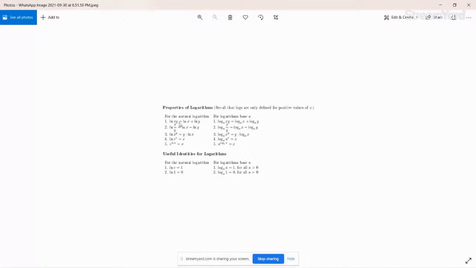For natural logarithm, we all know the basic properties. When it is ln xy, multiplication in between, then we just add: ln x plus ln y. ln x by y is ln x minus ln y. Then ln x to the power y is y comes in front, y ln x. ln e to the power x is x, and e to the power ln x is x. And some useful identities: ln e will always be equal to 1, and ln 1 will be equal to 0.